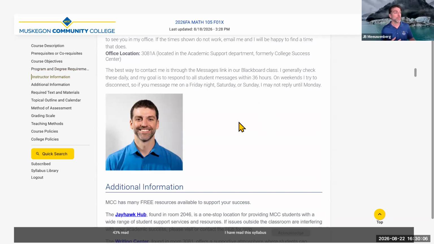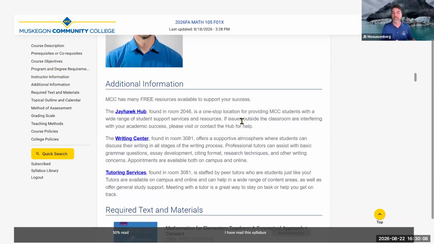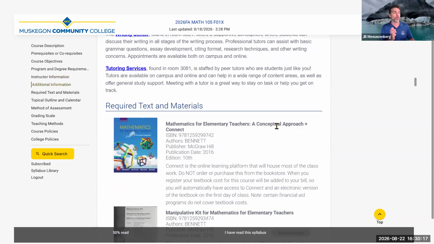Moving on, additional information about supporting services that the college offers that you may need for this class, you may need for another class. Those are there for you.